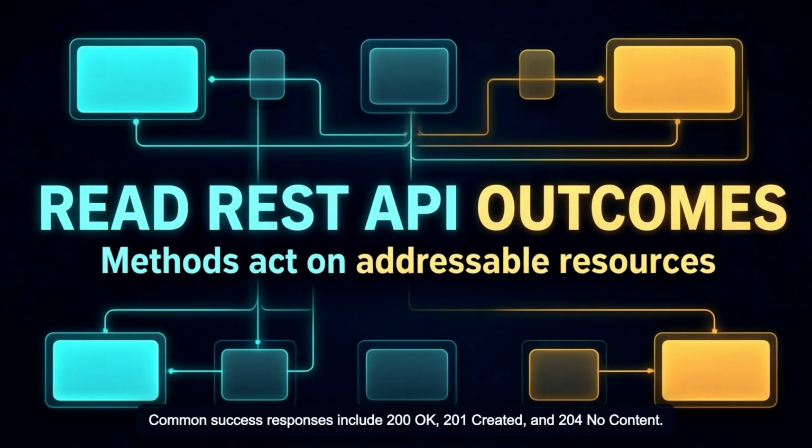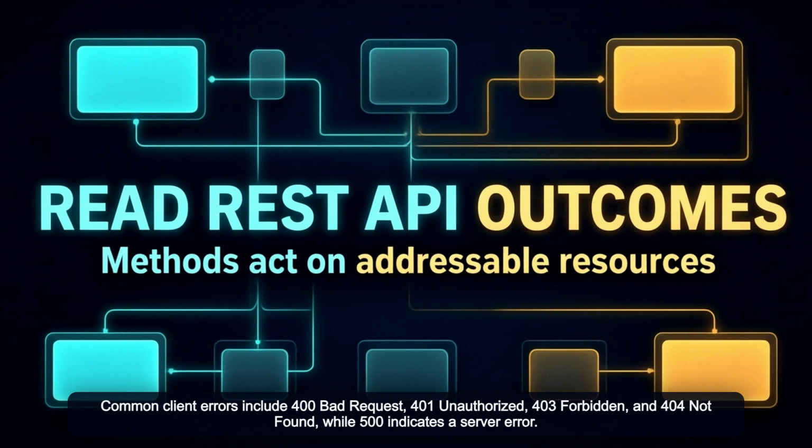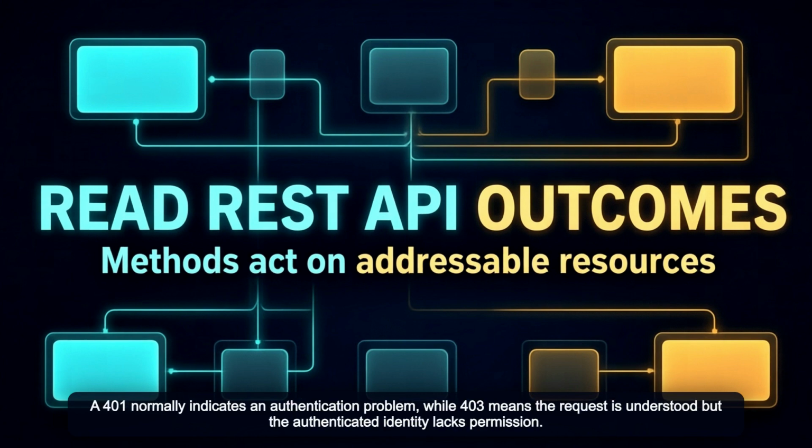Common success responses include 200 OK, 201 Created, and 204 No Content. Common client errors include 400 Bad Request, 401 Unauthorized, 403 Forbidden, and 404 Not Found, while 500 indicates a server error. A 401 normally indicates an authentication problem, while 403 means the request is understood, but the authenticated identity lacks permission.